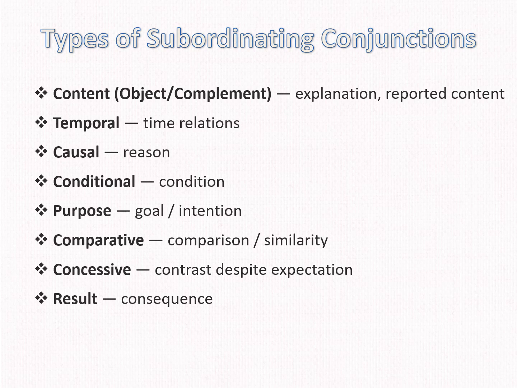Conditional conjunctions introduce a condition, under what circumstances something happens. Purpose conjunctions express intention or goal and typically require the optative mood in Armenian. Comparative conjunctions express similarity or comparison. Concessive conjunctions express contrast. Something happens despite expectation. And finally, result conjunctions express consequence, what follows from a situation. This classification will help you understand how different types of subordinate clauses are formed and used.